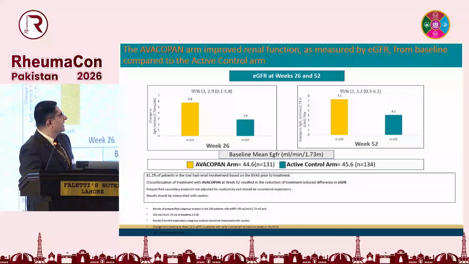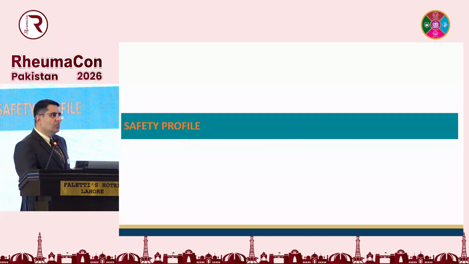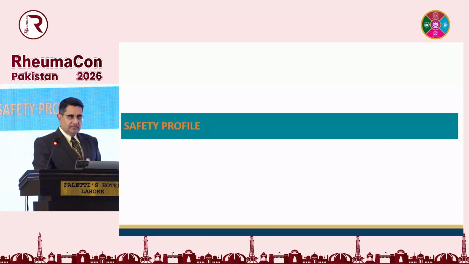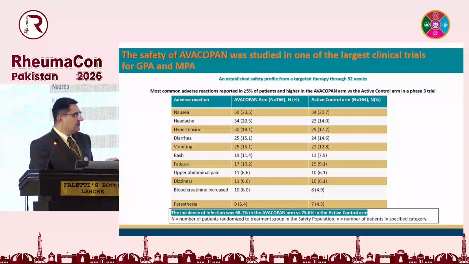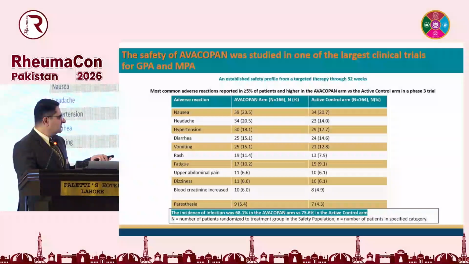The Avacopan arm improved the renal function, and it even improved the creatinine clearance at week 26, and at week 52 more than that. So what about this drug's safety profile? Because it is again a drug that can cause a whole bunch of side effects.